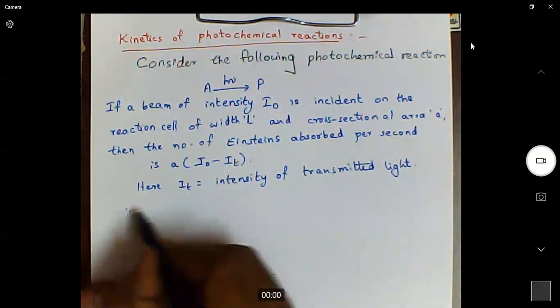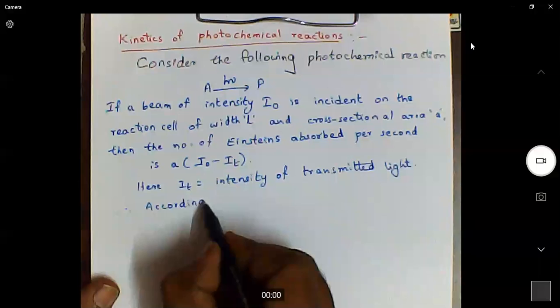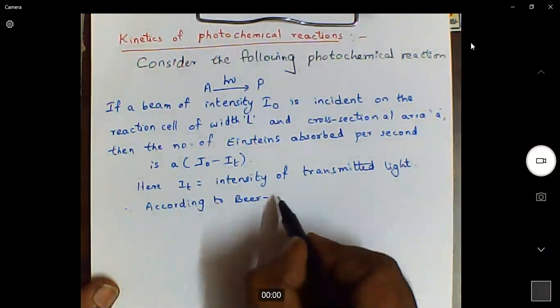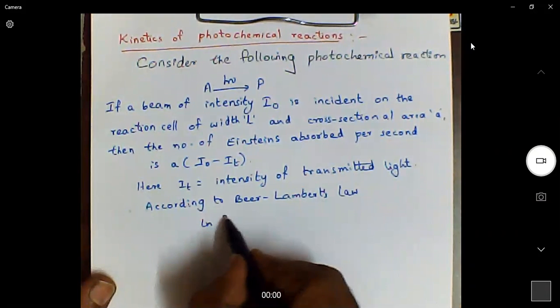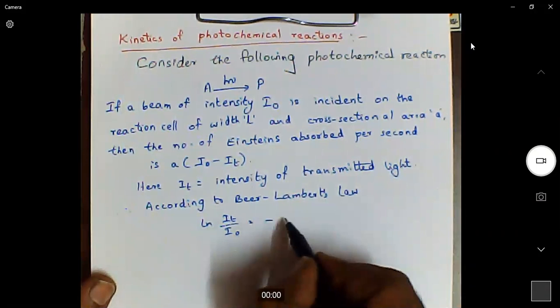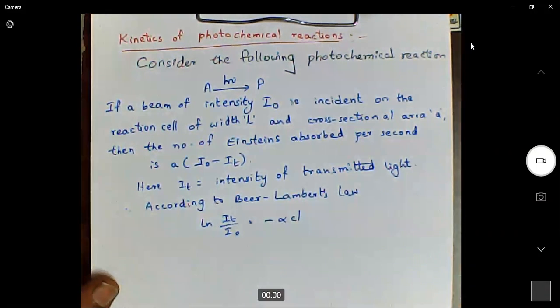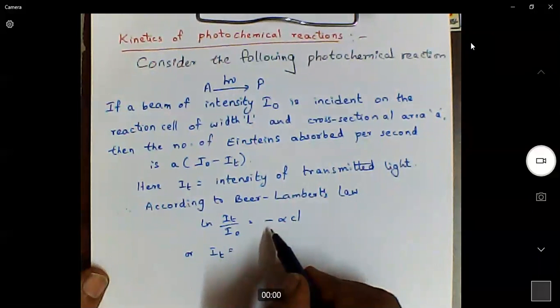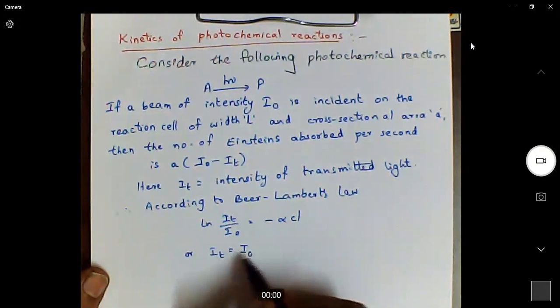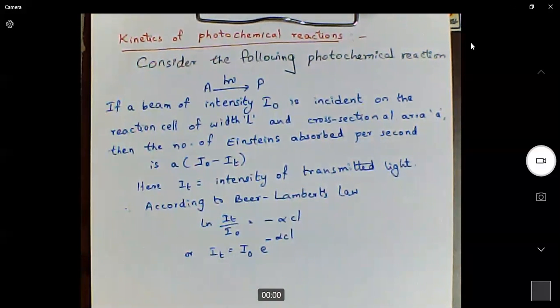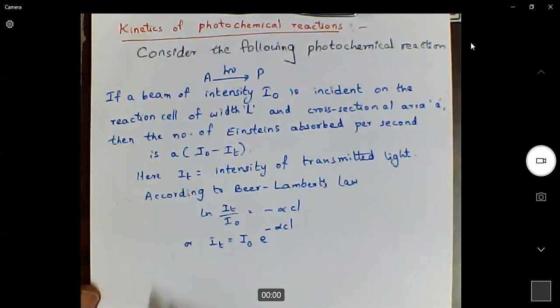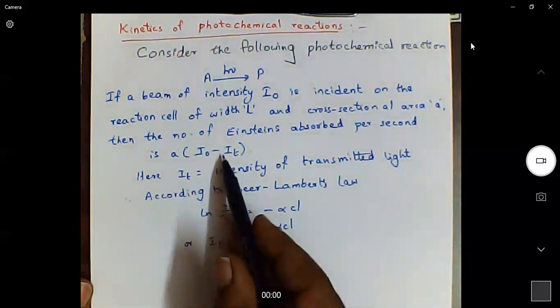Of course, we know according to Beer-Lambert's law, ln IT by I naught is equal to minus alpha CL, or we can write IT is equal to I naught into e power minus alpha CL. Therefore, we can substitute the value of IT in this equation.